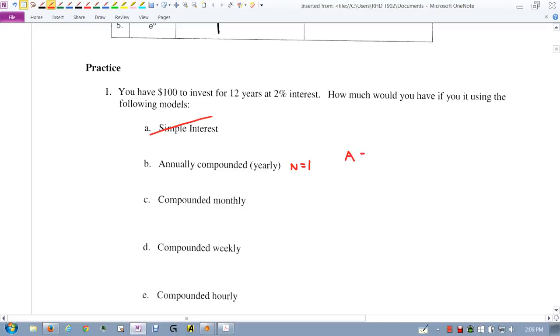The amount will be P, which was the principal. That stood for the amount that you put in at the beginning. So how much are we putting in at the beginning? 100. And then 1 plus the rate. What's our rate? 0.02, always as a decimal. Good. Over N, which for us was 1, raised to the N, which was 1, times T, but T was 12, wasn't it? T is the number of years, and we're leaving it in for 12 years.